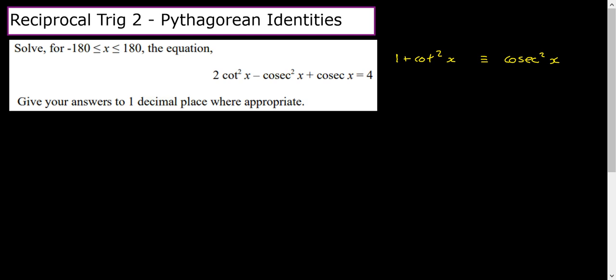Now the little rule of thumb we used last time was to take our squared term and swap it out. It's not quite as easy this time, because we've got two squared terms. One of them is cot and one of them is cosec. So you just have to do a little bit more thinking.